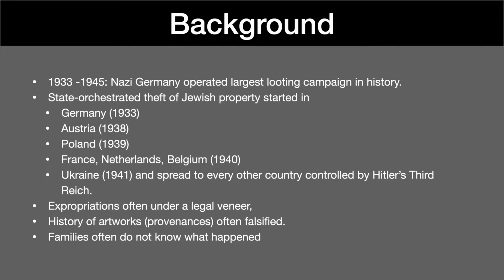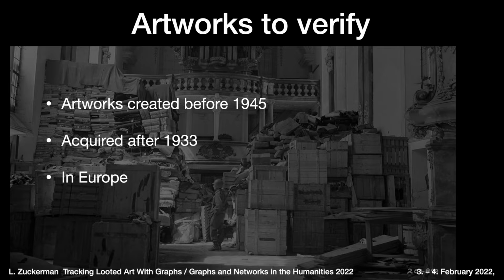Jewish property is expropriated often with a legal veneer, at least in the early years, and provenances, that is the ownership history of the artworks, are often falsified. So we're focusing on artwork created before 1945, acquired after 33 in Europe. But to find them, we have to look through a lot of other artwork.